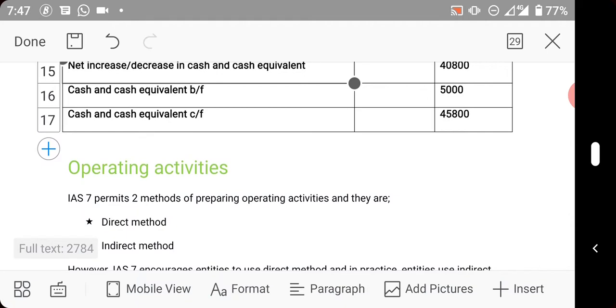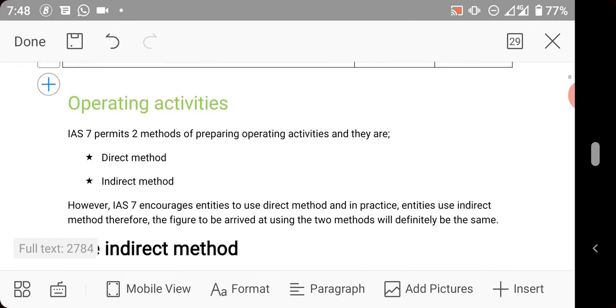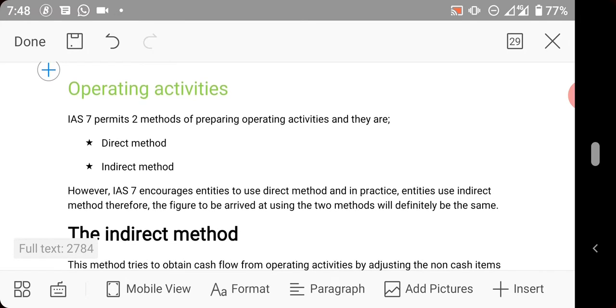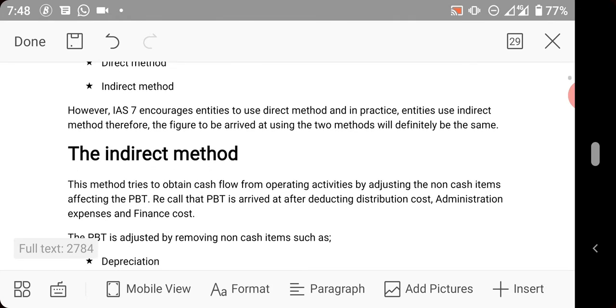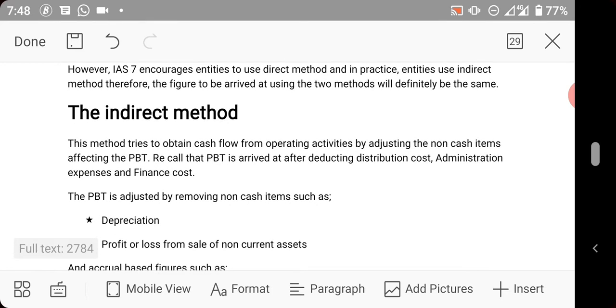So statement of cash flow enables us to study the liquidity of the firm. In looking at the liquidity of the firm, we can tell whether the firm is going to have or will not have a liquidity problem. That is to say, it might or might not be able to retire its obligations as they fall due. Operating activities: IAS 7 permits two methods of preparing operating activities, and they are the direct method and the indirect method. However, we shall be looking at the indirect method now.